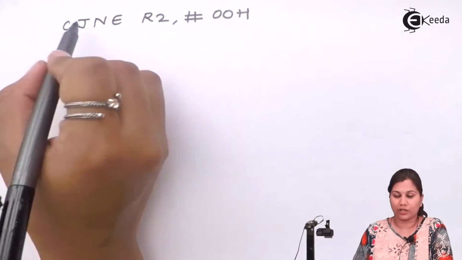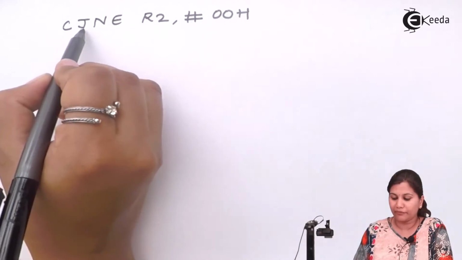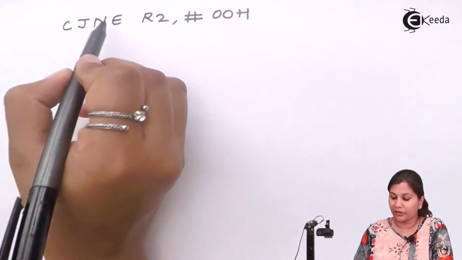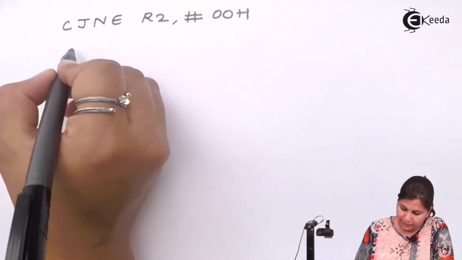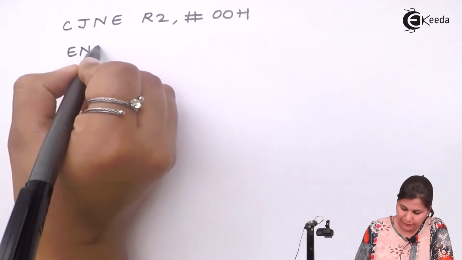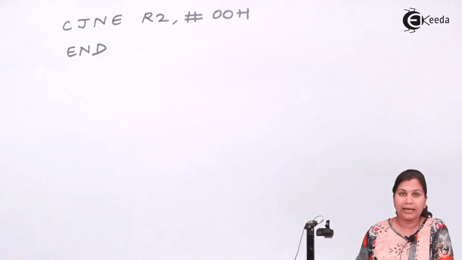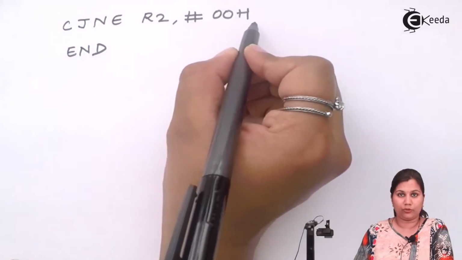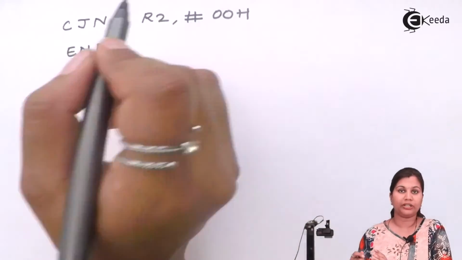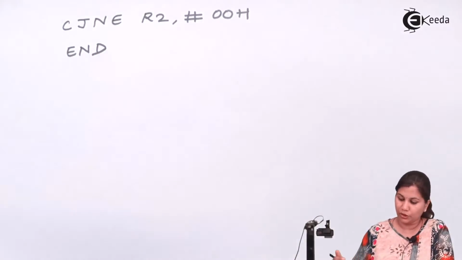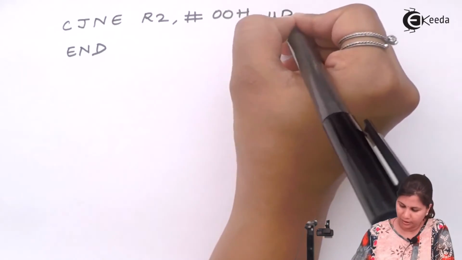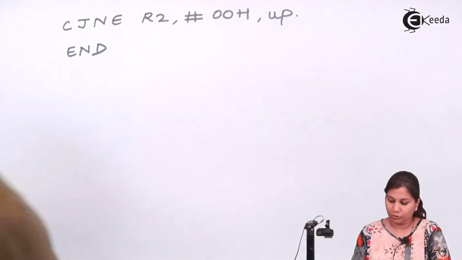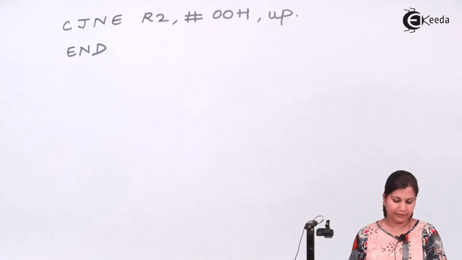CJNE is the instruction compare and jump when not equal to. When it is equal, it is just going to end the program. And if it is not equal to 0, meaning the counter is not 0, then we have to repeat the process. So it is going to jump to the memory location up. Now this up is written at the address.